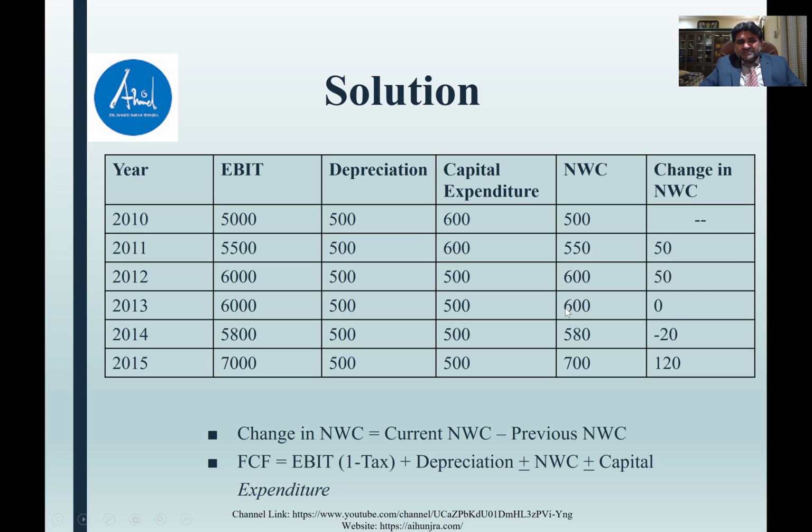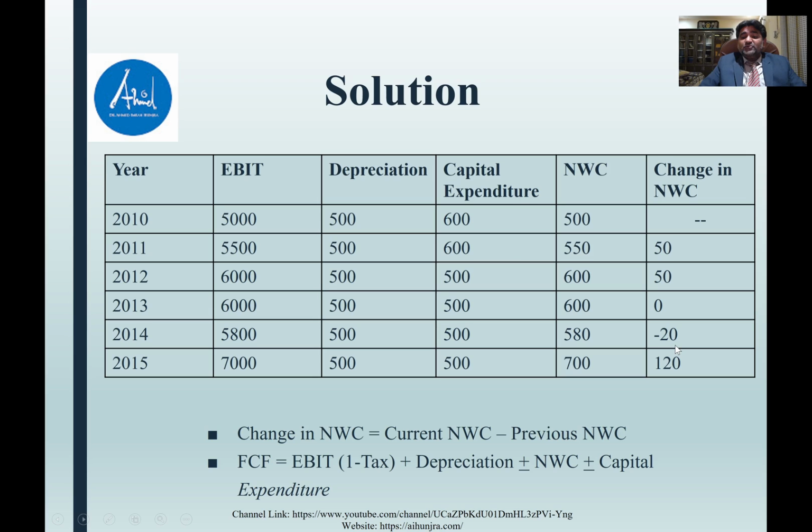Then again in 2013, the value of net working capital is 600. There is no change between the current value and the previous value. The difference is 0, so we place 0. In 2014, the net working capital is decreased, so current year minus previous year gives minus 20. In 2015, the net working capital is increased. Its value is 700 and the preceding year is 580. 700 minus 580 is the positive value, 120.